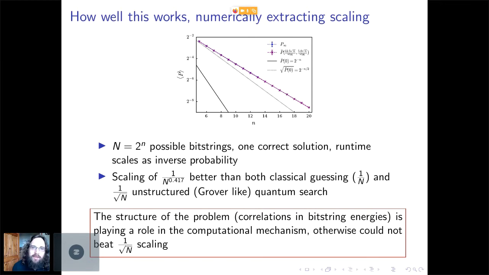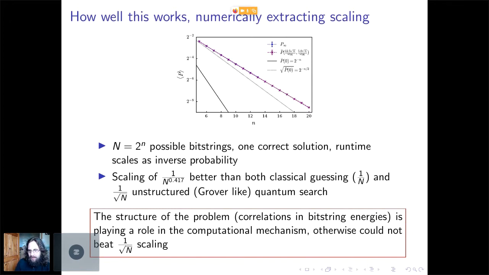So we've compared how this scales. It's like N to the 0.417, where big N is the number of all possible bit strings. So this is interesting for a number of reasons. The error bars are very small in this plot, I might add, they're smaller than the depicted symbols, because that's actually better than what you get for Grover-like search.